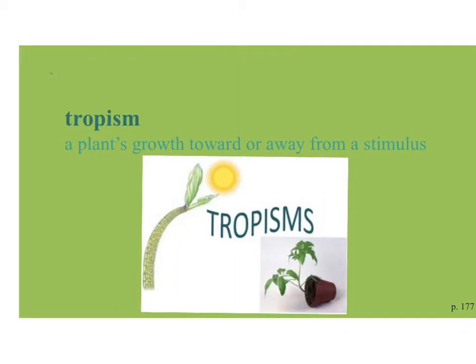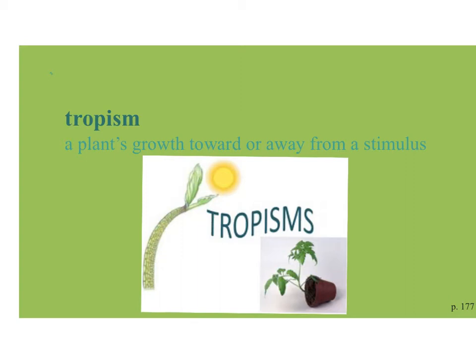So tropism is a plant's growth toward or away from a stimulus. Okay? So I think in the next slide we're going to talk about the different types of stimuli. The most common stimuli are light, gravity, and touch. Light, gravity, and touch are the most common stimuli that plants would receive. You see the picture here where the plant is growing toward the sun.